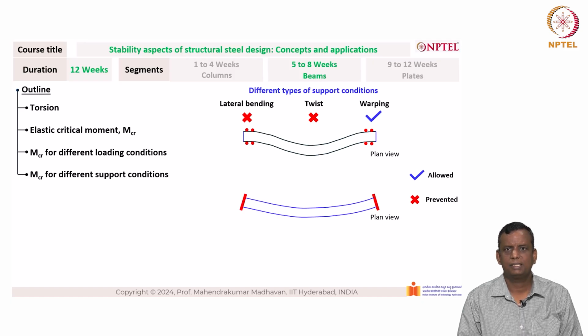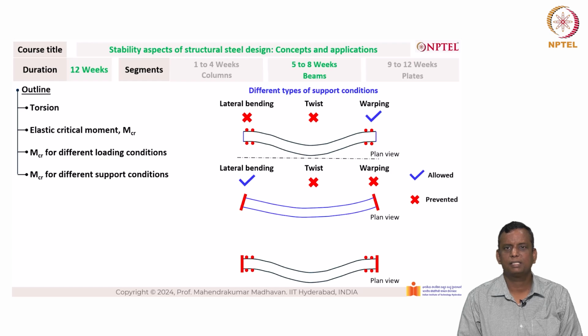The next is basically the support condition that we see here. This is the plan view. Basically the plan view shows you the flanges and how the flanges are restrained. Here the lateral bending is allowed, twisting is not allowed, and warping is also not allowed, because this appears to be a fixed condition where it is welded to a steel plate, so warping is not allowed.